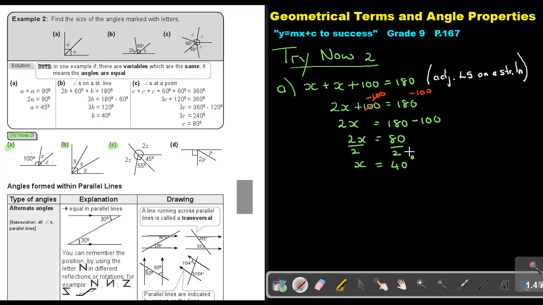Okay, if I look at number B, in this case I'm just going to say, this is y, this is 90 degrees, so y plus y plus y is equal to 90. So 1 plus 1 plus 1 will be 3y is equal to 90. I divide by 3, and the value of y will be equal to 30 degrees. Okay, I'm just going to make space for my last one.